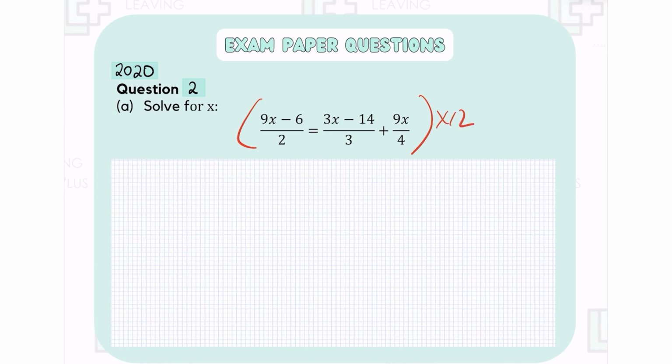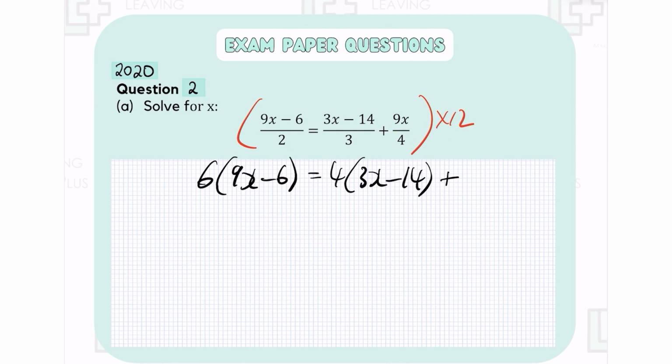So again, think about what we do. It's denominator into common denominator. 2 into 12 goes 6 times, and that multiplies by my top. The equals carries down, and we're back to the start. 3 into 12 goes 4 times, and that multiplies by 3x minus 14. And finally then, last step, 4 into 12 goes 3 times, and that multiplies by 9x.